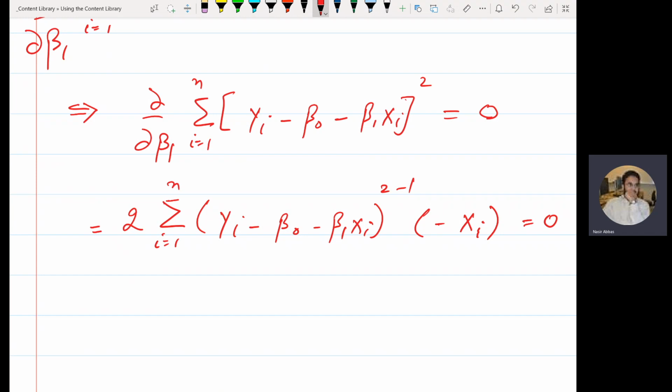Look at this equation for a few seconds and try to digest it. Minus xi, because I'm differentiating with respect to beta 1. So the derivative of the base with respect to beta 1 is minus xi.